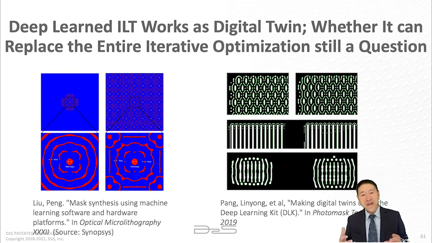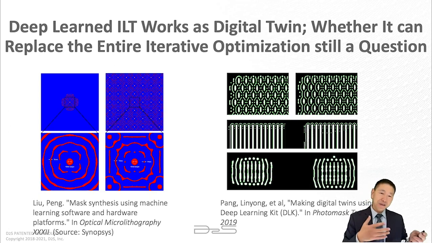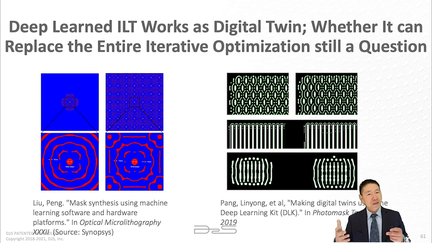Since the ILT is an iterative optimization and the deep learning is basically pattern matching, in general, the iterative optimization cannot be totally solved by pattern matching. Therefore, I believe deep learning can greatly improve the speed of ILT, but whether deep learning-based ILT can replace the ILT program itself, I still doubt it.